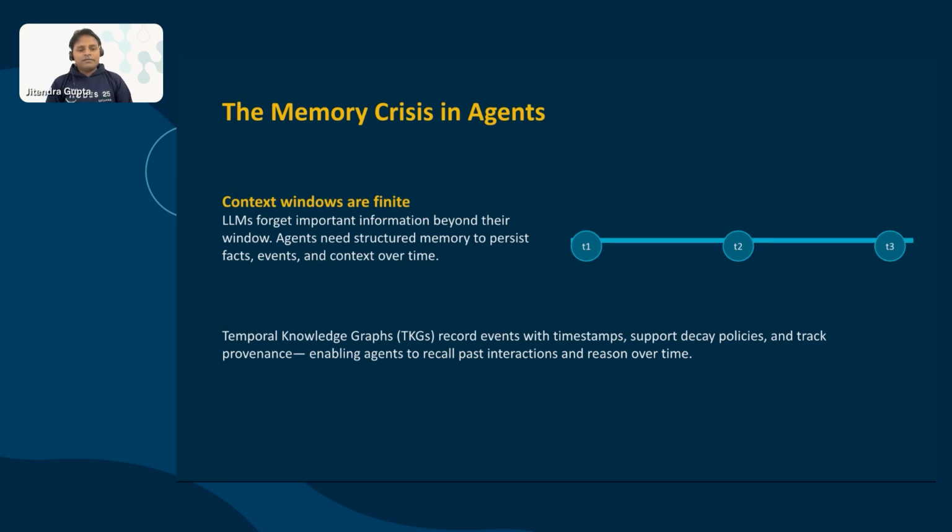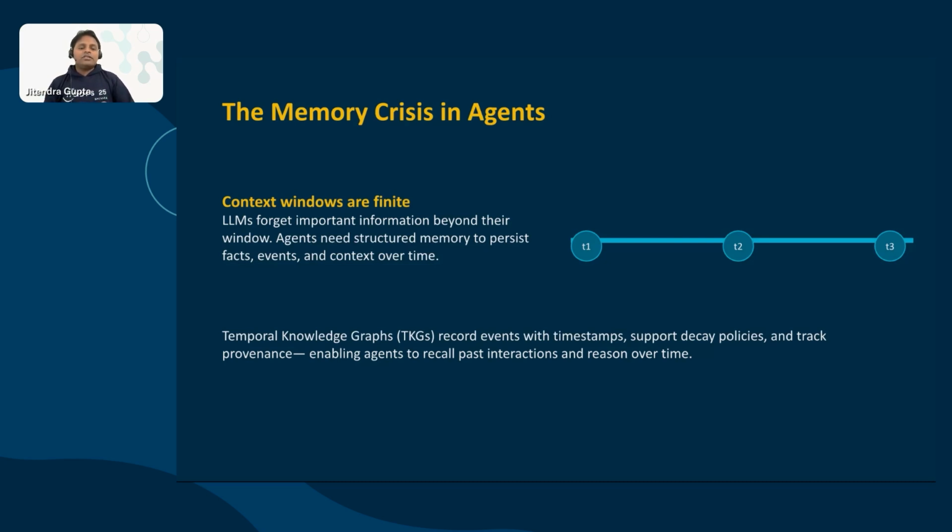Now, there are challenges with any of these AI models or Gen AI models that we use: the memory crisis. Context windows are very finite in those situations. So LLMs basically forget very important information, and these agents need to be structured to persist their memory for longer context building, and for which these graphs, or I would say knowledge graphs, make sense here.